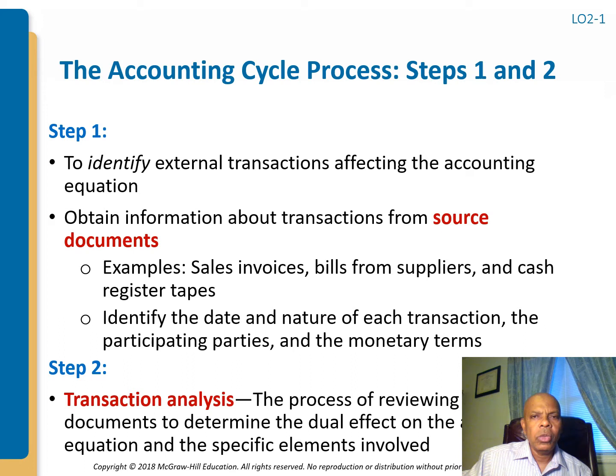Now, here are steps 1 and 2 in detail. Identify external transactions affecting the accounting equation, and obtain information about the transaction from the source document. We went through this already. This is just the reading. I'm not going to go over that again. You can see the examples. External types of transactions include sales invoices, bills from suppliers, cash register tape, those kinds of things. Then when you have a transaction, you analyze. What do I mean by analyze? Sometimes you may have errors on those items, so you have to look at it before you put them in the system. That's what it means.